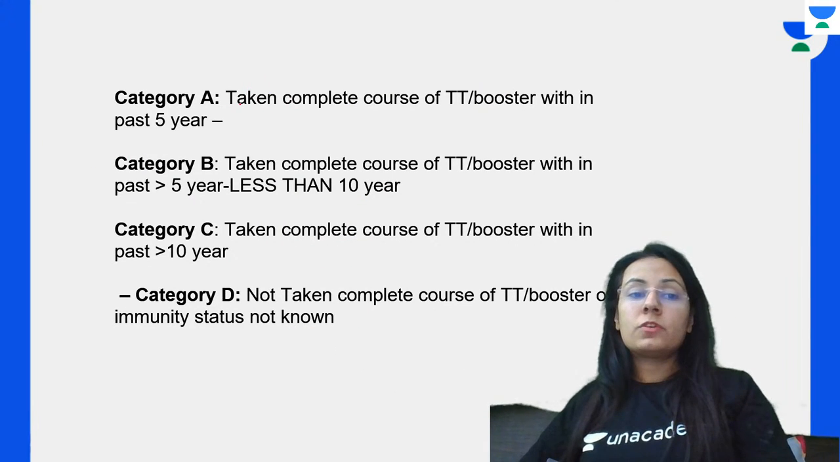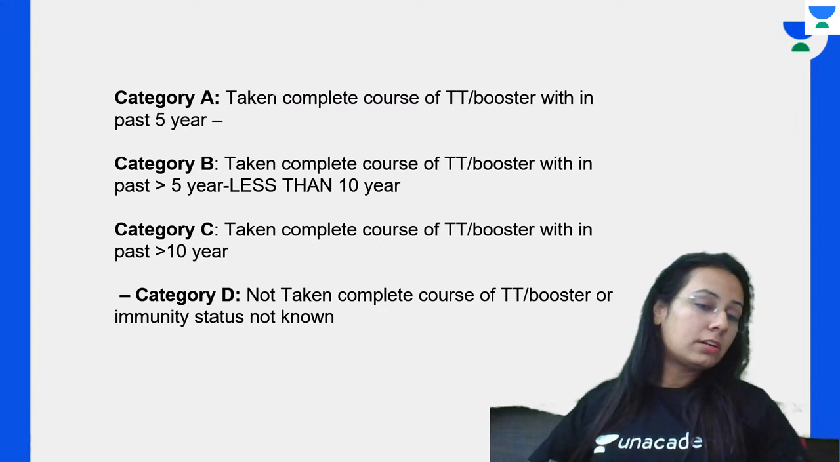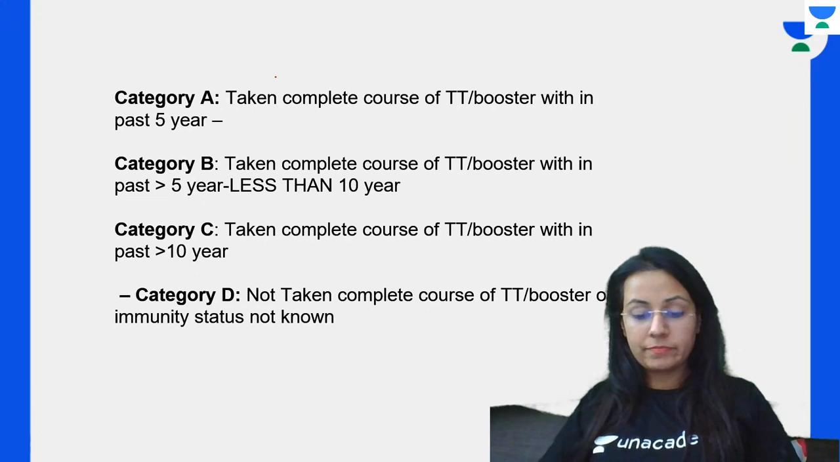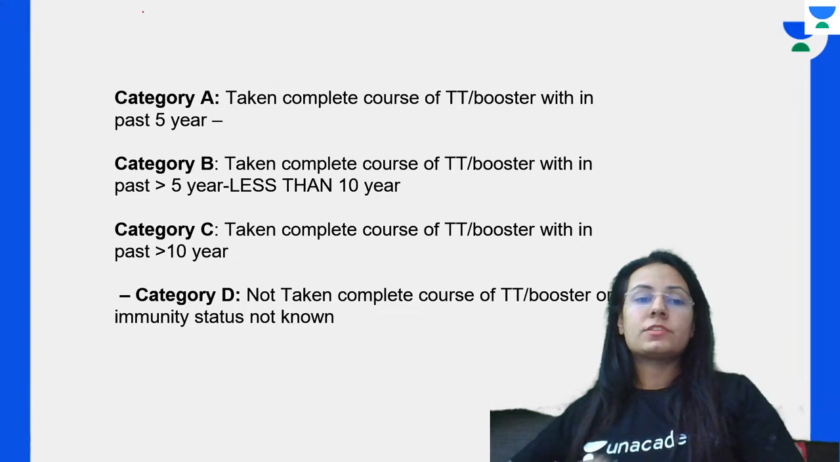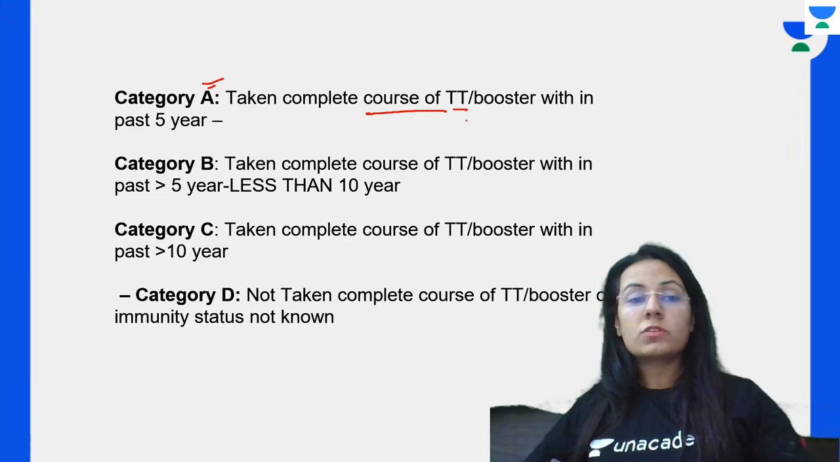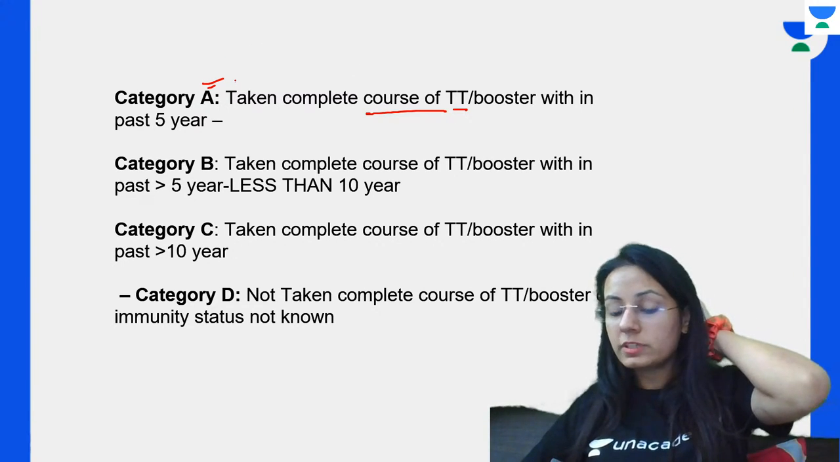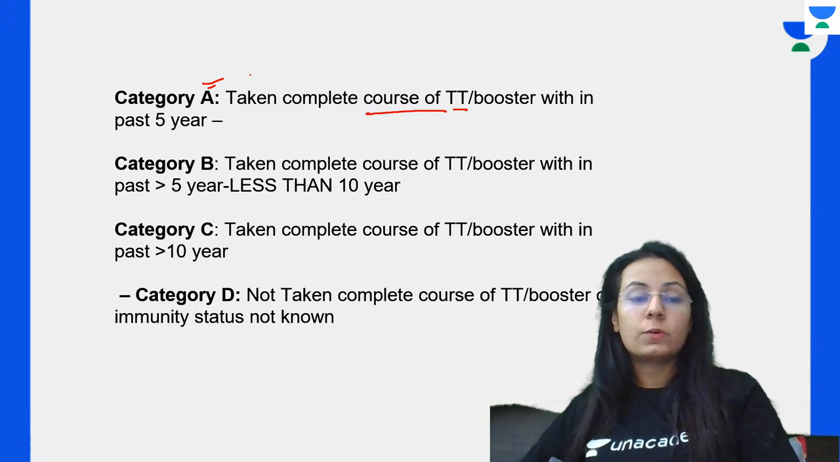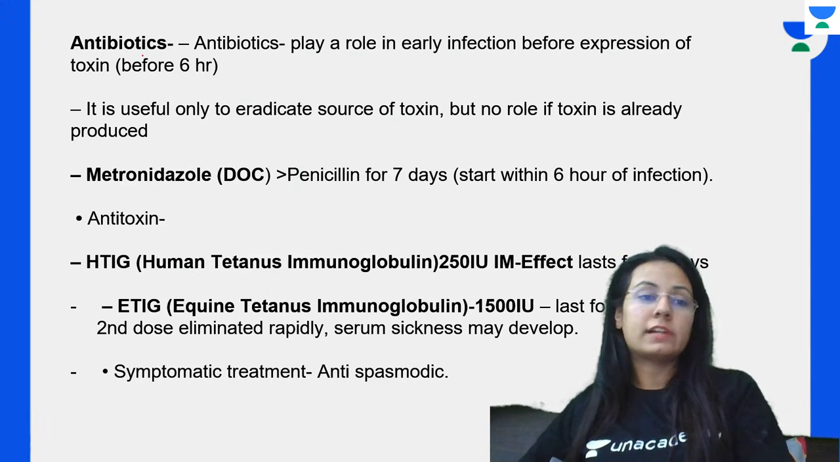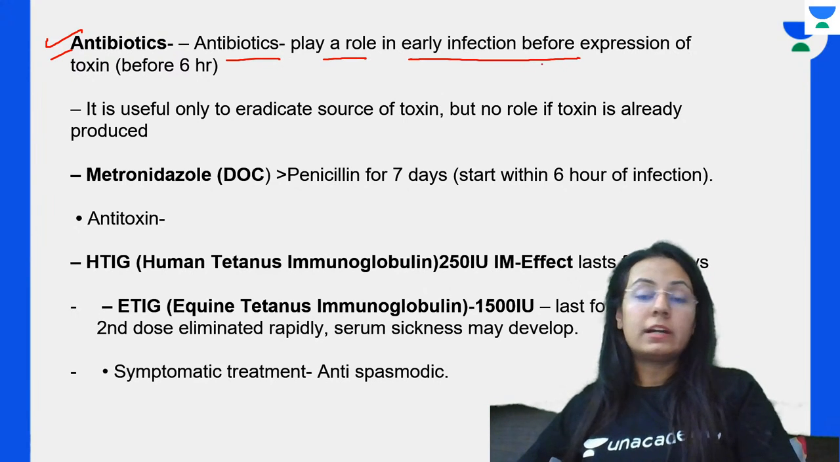If the person is under category A, B and C, according to that the treatment is done. If that belongs to category A, take the complete course of the tetanus toxoid. We'll talk about category A, B, C, and D and the tetanus toxoid later, because we need to take a separate class for this, and we'll cover it under the toxin antitoxin class. Now, coming to the antibiotics, antibiotics play a role in the early infections.